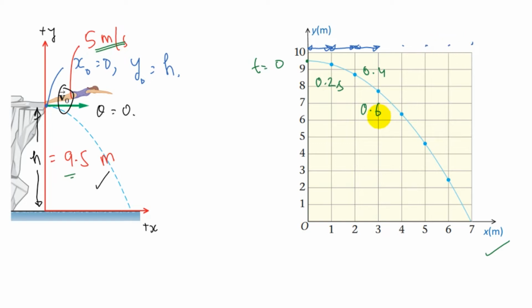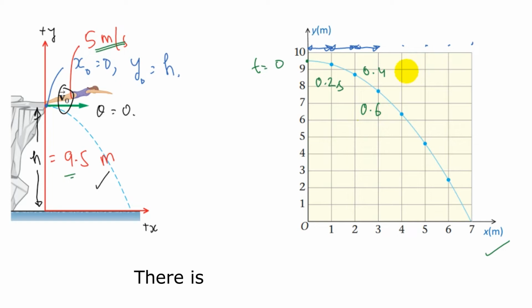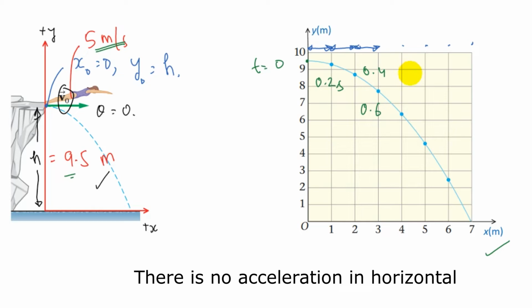So we observe that the projectile travels equal distance in equal time in the horizontal direction, or we can say that the horizontal motion is uniform, or we can say that there is no acceleration in the horizontal direction.